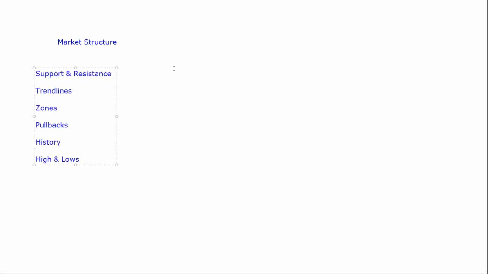So other things you guys need to understand about market structure: market structure has three basic rules. It's very important that you write these rules down. The first rule in market structure.